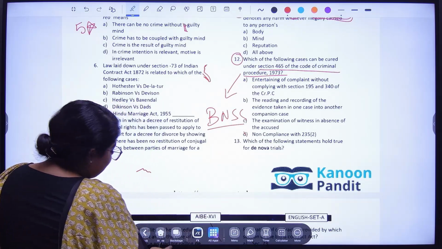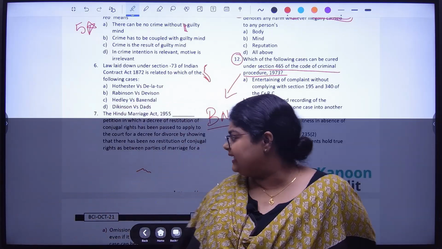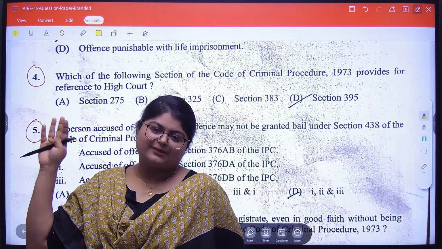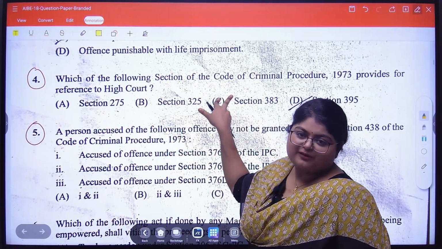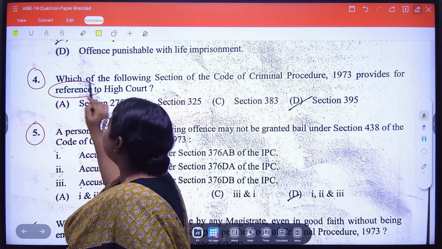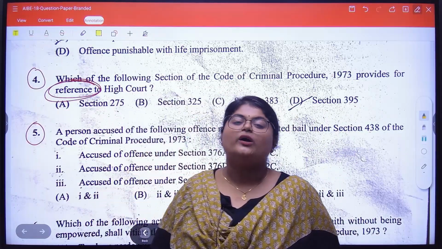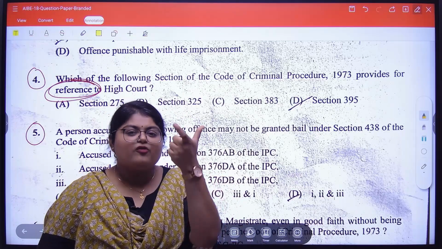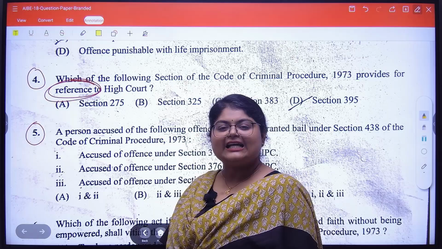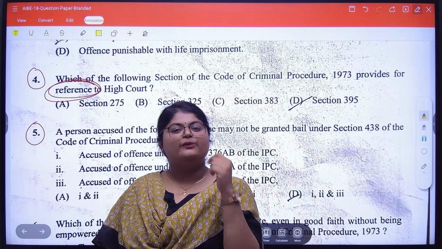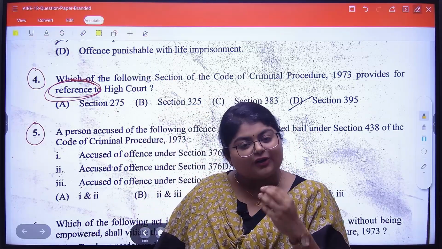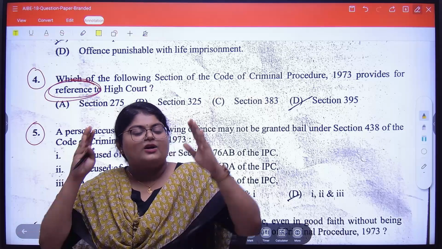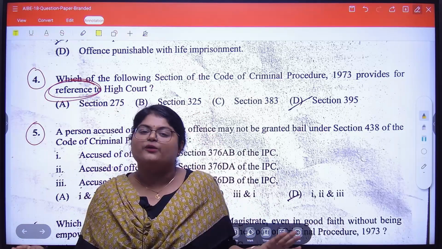Let us take another question paper, AIBE 18, I will show you. A similar pattern you can follow for all papers. For example, question number 4. It is a concept of reference. Reference to High Court. What is the section under CrPC they are asking? The concept of what is reference will not change. It will not change in CPC, it will not change in CrPC, it will not change in BNSS. The definition is not going to change.